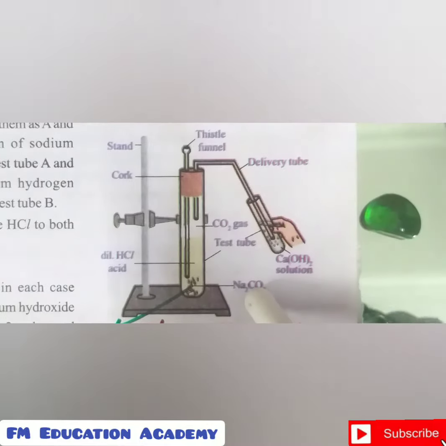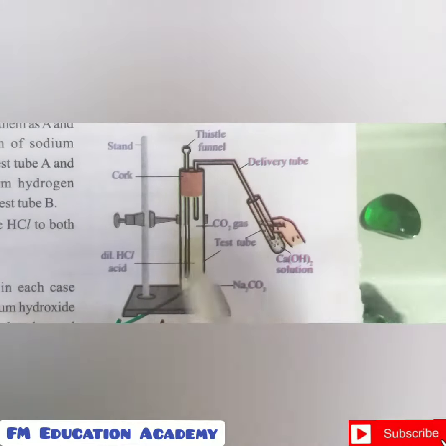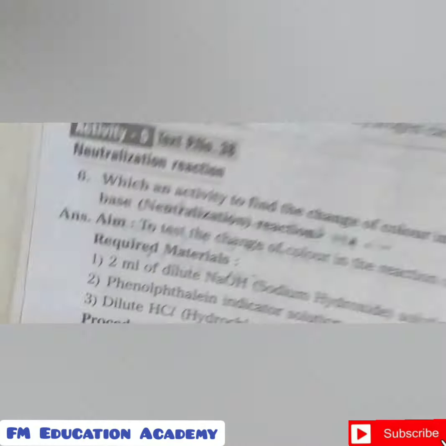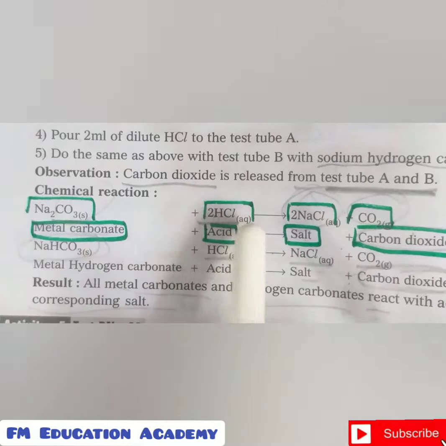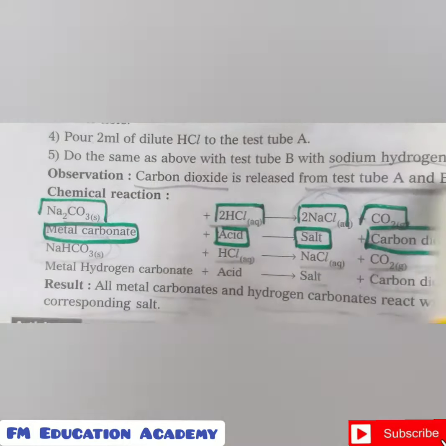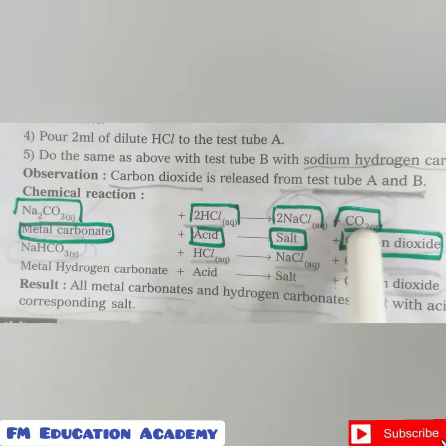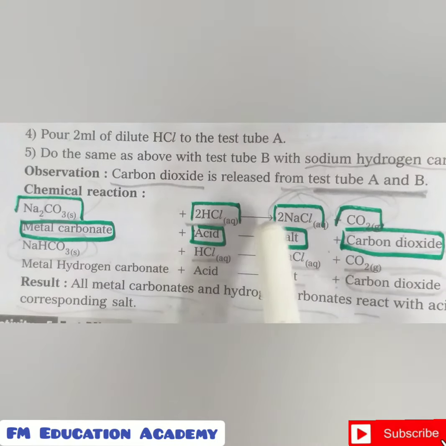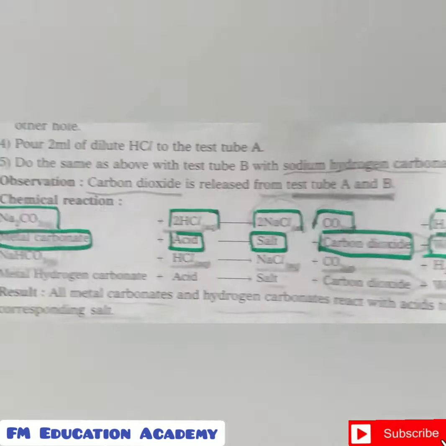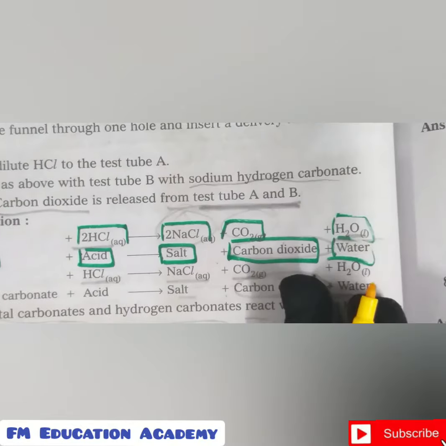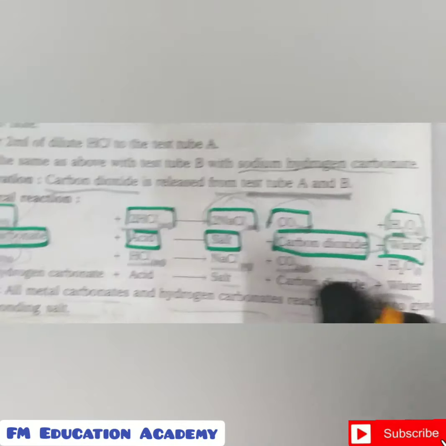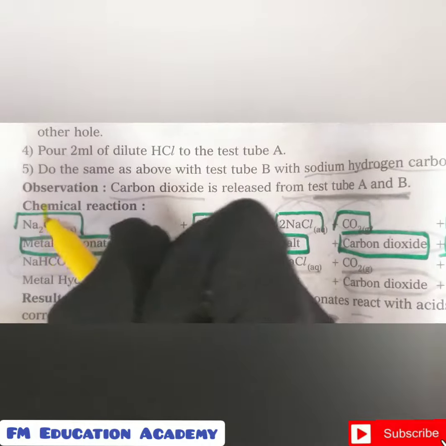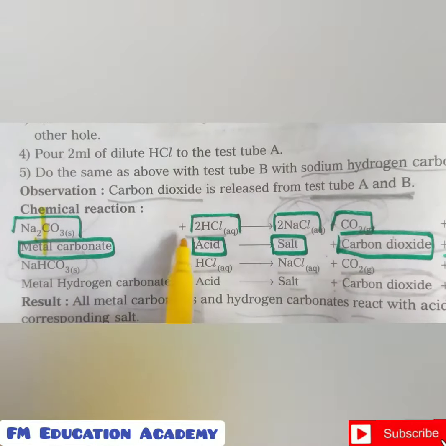We have our metal carbonate and acid reacting. When they are put in one test tube, this sodium carbonate, Na2CO3, reacts with HCl to form sodium chloride plus carbon dioxide plus water. How is sodium chloride formed? See here, this will get split up. This Na will combine with Cl.